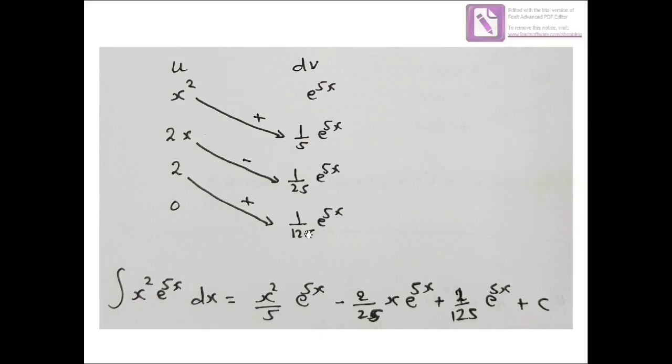The integral of this one will be 1 over 125 exponential 5x. We choose the first one positive, then negative, then positive.